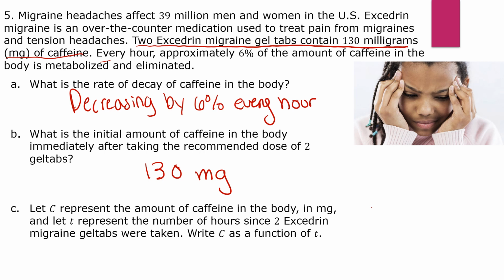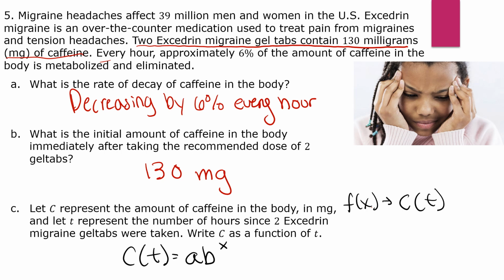All right, and then part C, they just want us to write a function. So they want C to represent the amount of caffeine in the body and t to represent the number of hours since you take your 2 Excedrin migraine gel tabs. We want to write C as a function of t. So normally we write f of x, but they want us to write it as C of t. So we want C of t equals A times B to the x.